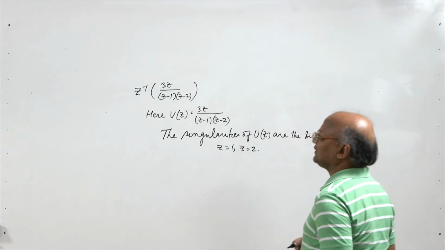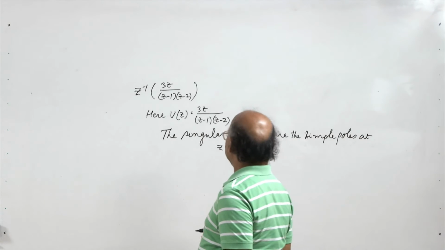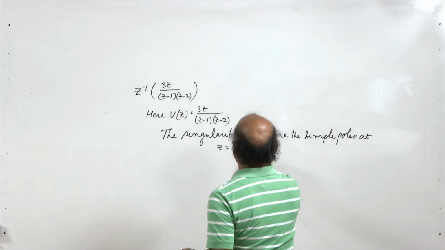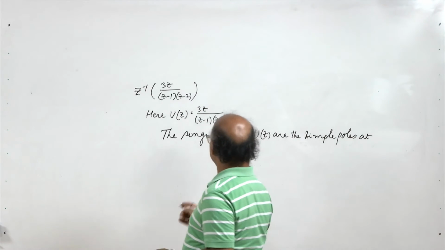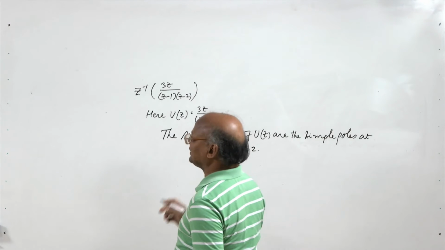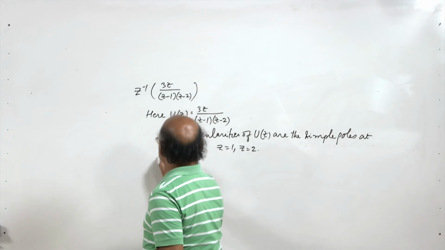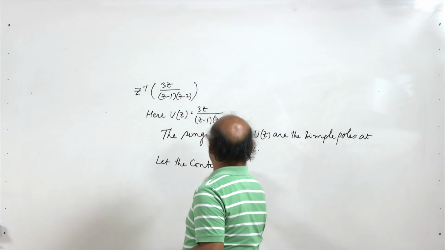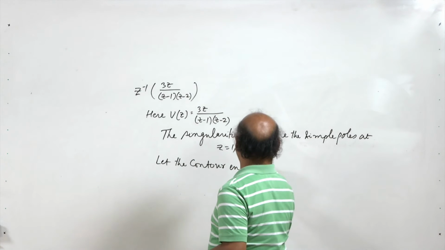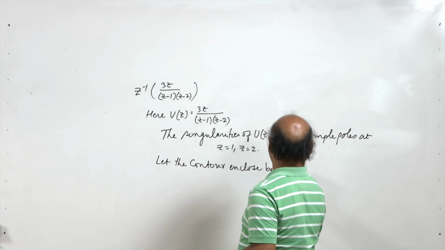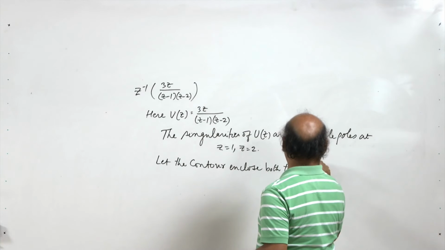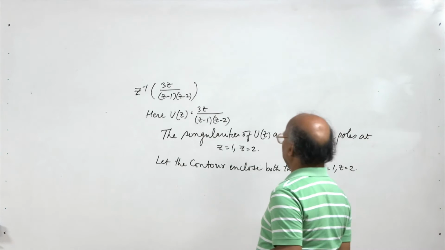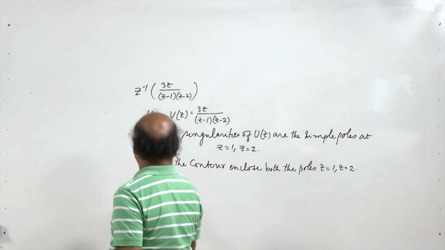Now, we are not given the region of convergence, so we shall assume that the region of convergence is such that it encloses all the singularities. So, z equal to 1 and z equal to 2 are enclosed inside the contour C. Let us see the contour C enclose both the poles z equal to 1 and z equal to 2. Then we have to find the residue at z equal to 1.